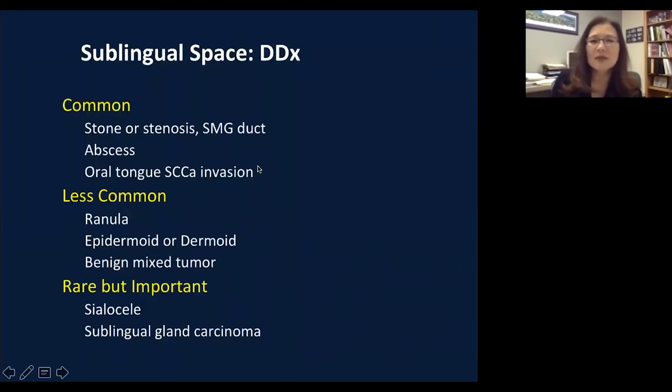To summarize, the sublingual space differential diagnosis: much more commonly found are lesions of stone or stenosis of the submandibular gland duct; abscess, very common in a dental abscess or odontogenic infection; and oral cavity squamous cell carcinoma extending into the sublingual space, which is much more common than primary sublingual space cancer. Less commonly seen are ranula, epidermoid or dermoid, and benign mixed tumor. And occasionally you may see sublingual gland carcinoma.